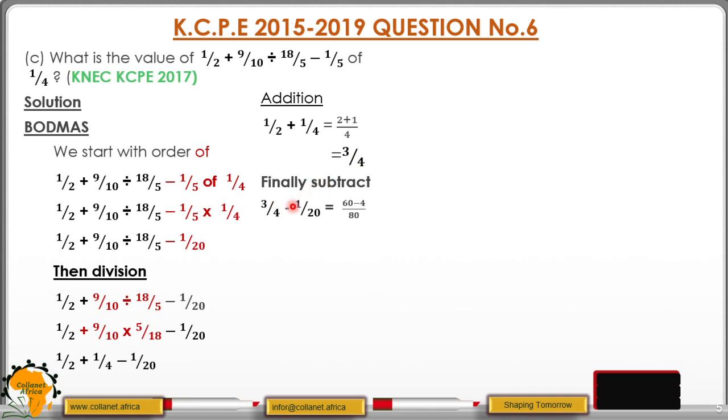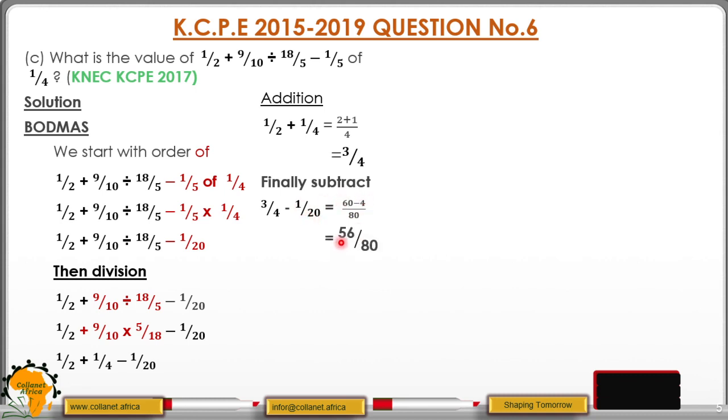We combine the subtraction. So 3/4 minus 1/20, the LCM is 80. 80 divided by 4, you get 20. 20 times 3, you get 60. What about 80 divided by 20? You get 4 times 1, you get -4.